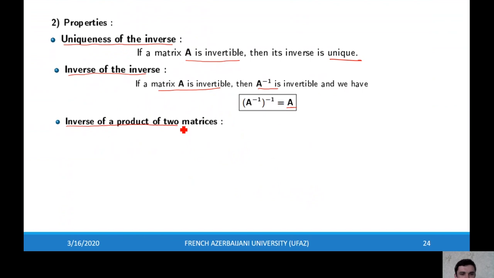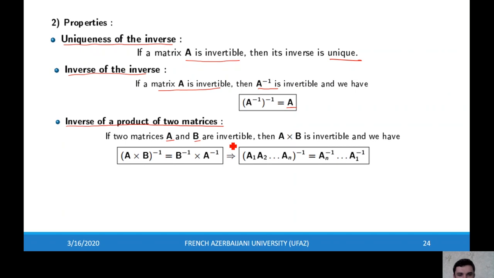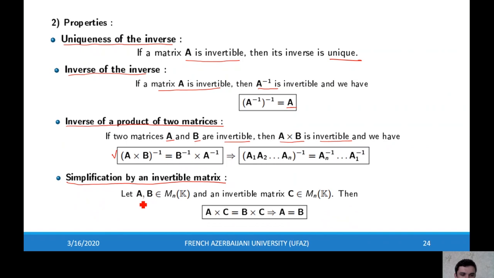Inverse of a product of two matrices. If we have two matrices A and B and these are invertible, then A times B is also invertible and this expression is true: the inverse of A times B is equal to the inverse of B times the inverse of A. The last one, simplification by an invertible matrix. Let we have two matrices A and B, and C is invertible. Then A times C equal to B times C implies that A is equal to B. Here I am going to prove all of the properties.